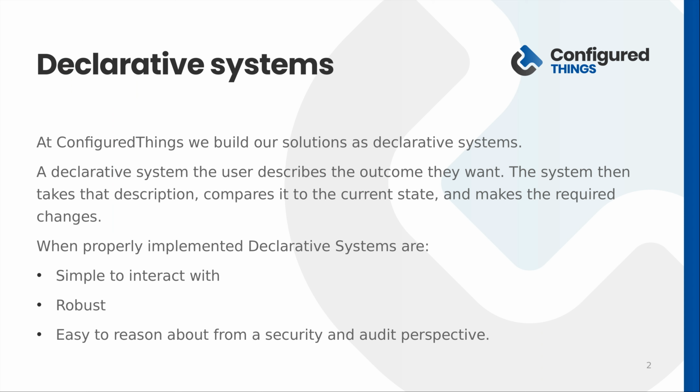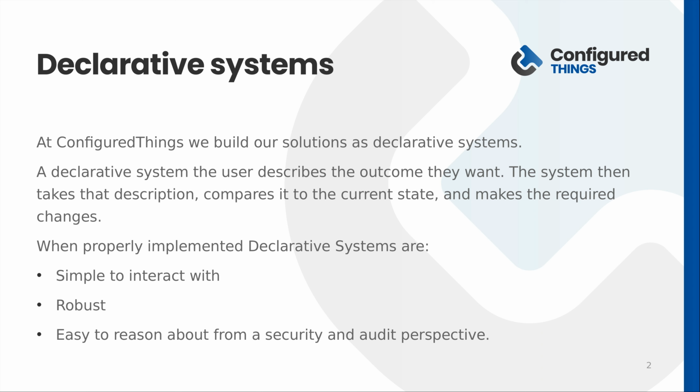At Configure Things, we build all of our solutions as declarative systems. A declarative system is one where the user gets to describe the outcome that they want. And the system then takes that description, compares it to the current state, and then makes the required changes to achieve that outcome. Now, when they're properly implemented, declarative systems are very simple to interact with, they're robust, and they're very easy to reason about from a security and an audit perspective.